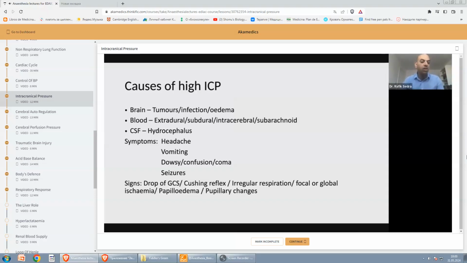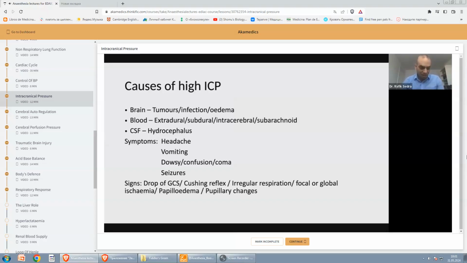Signs, what are the signs? The things which you can see on your patient. I'm sure all of you have seen people with high ICP coming to you in the ED resus, and you came down and assessed them. So dropping of the GCS or fluctuating of the GCS. What I mean by fluctuating: GCS sometimes drops to like 8 or 9 and then comes back again to 12 and then drops back to 8 and 7. These things can happen. So drop or fluctuation of GCS.